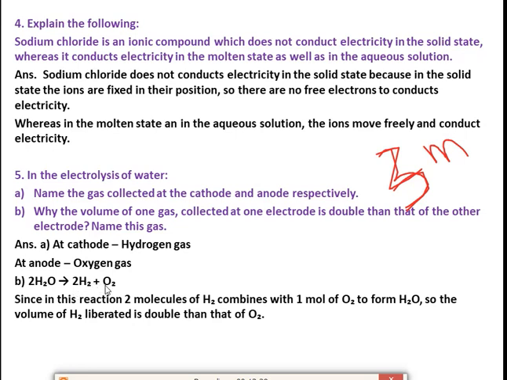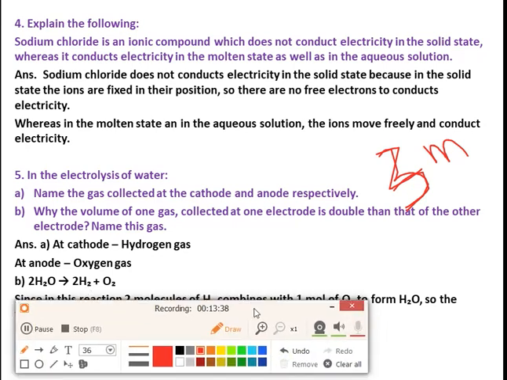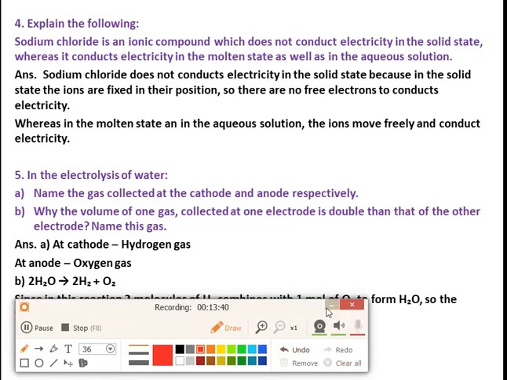So which gas is collected in greater amount? Hydrogen is collected at the greater volume. Okay, name the gas. Your answer will be hydrogen gas. Now let's move to question number 6.